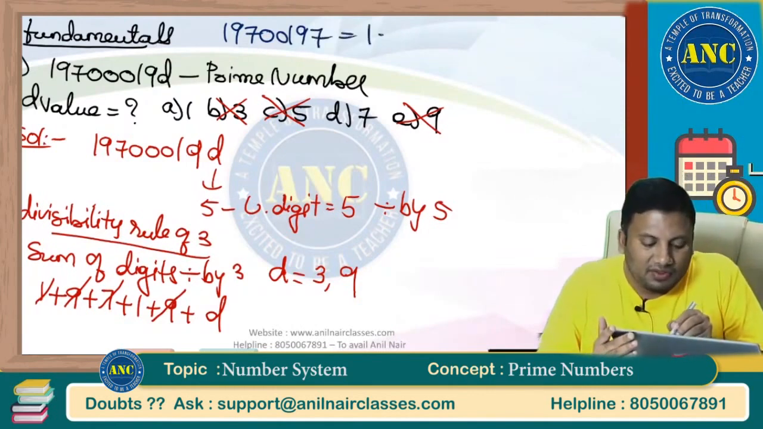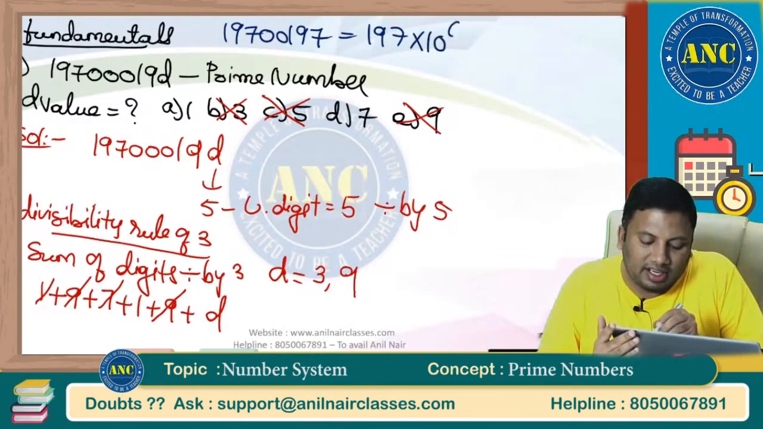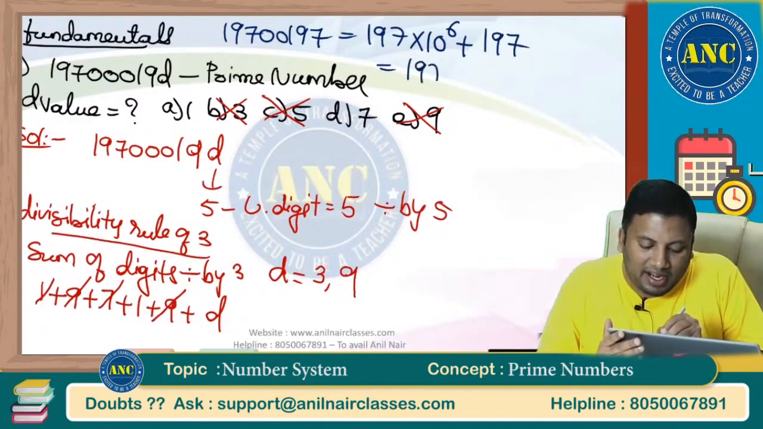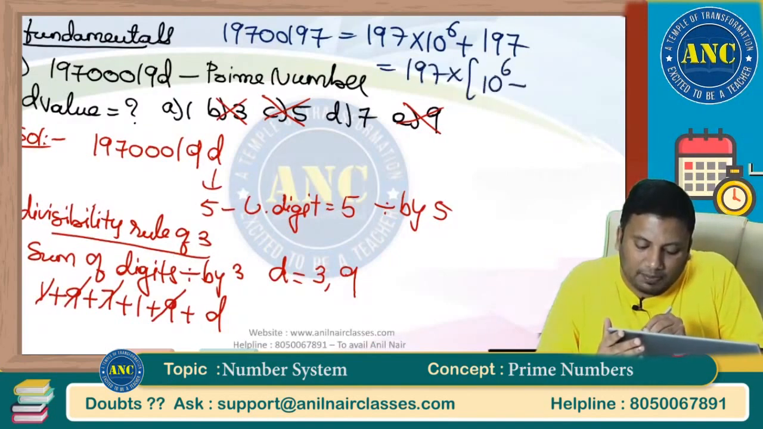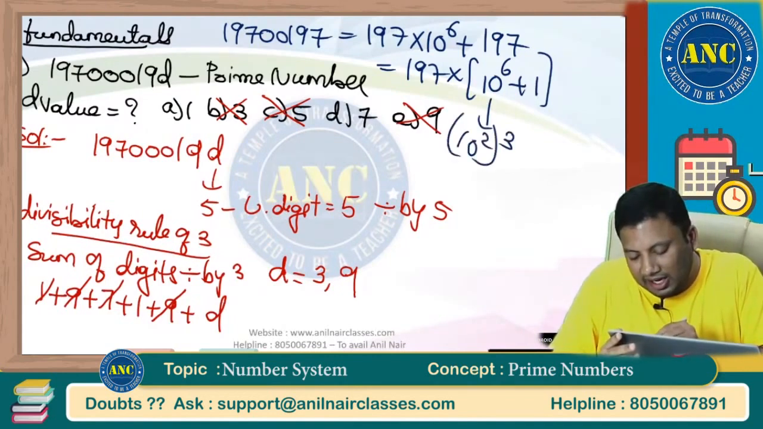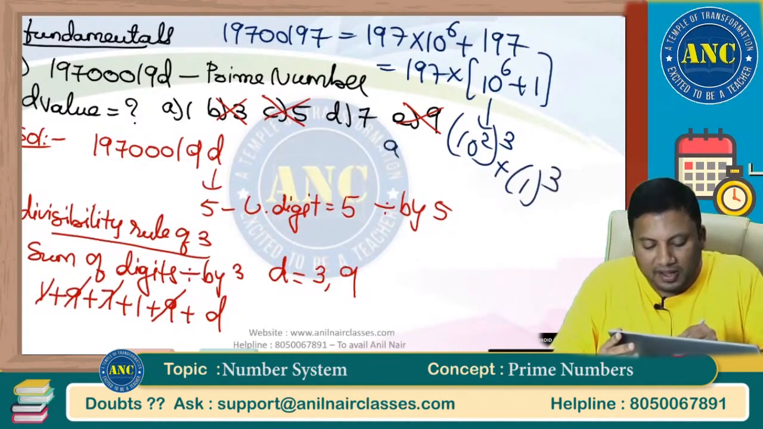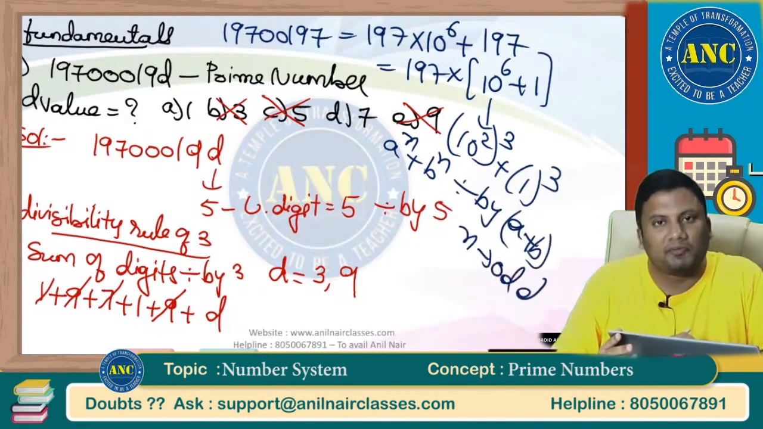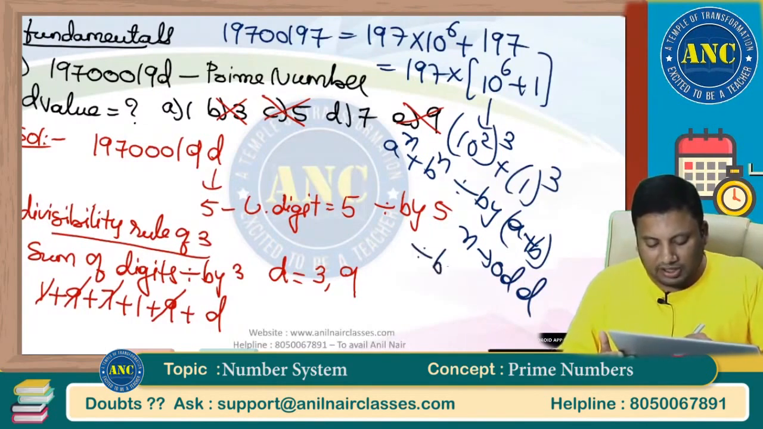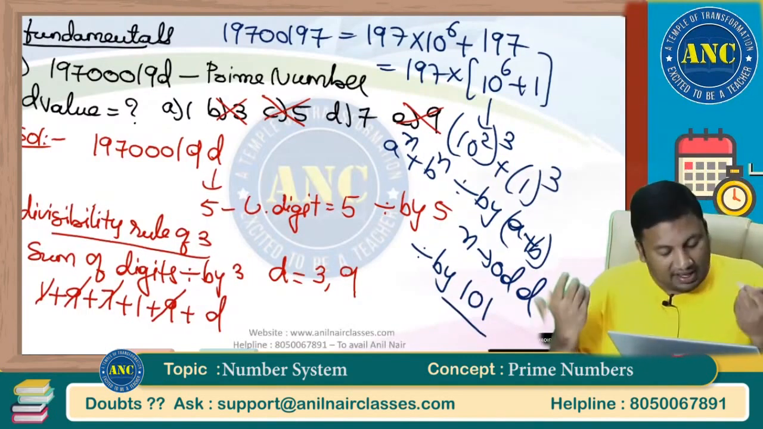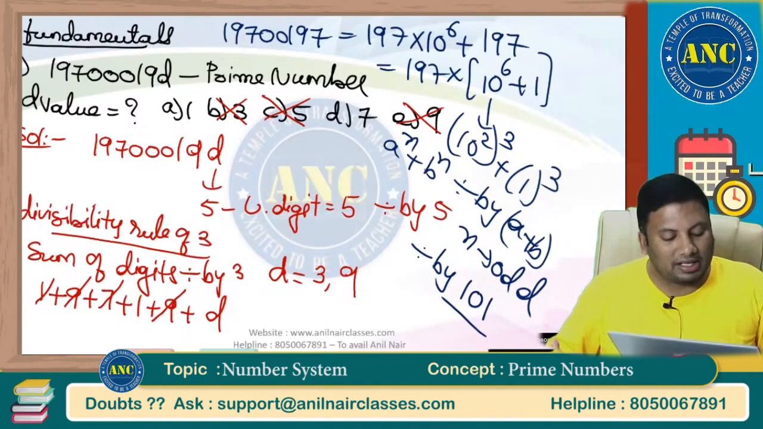197000197 is nothing but 197 into 10 power 6 plus 197, which is 197 into (10 power 6 plus 1). In the previous class we discussed that 10 power 6 plus 1 is (10 square) whole cube plus 1 whole cube. A power n plus b power n is always divisible by a plus b if n is an odd number. That means the answer is divisible by 101, so that number will become a multiple of 101.